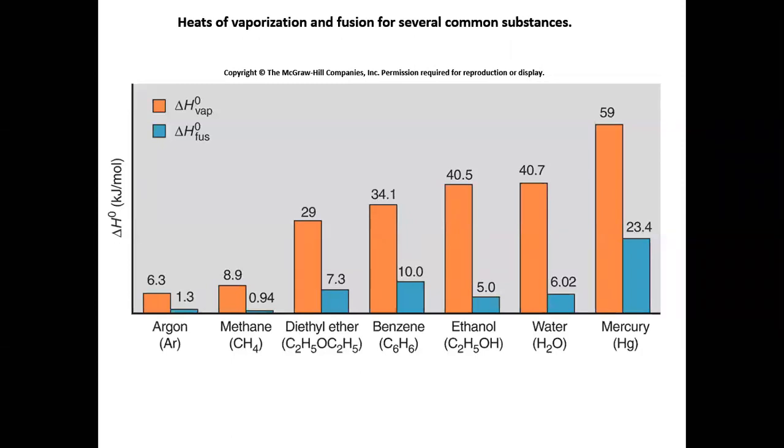And again, all these values are tabulated. You don't have to memorize them, but you will know how to look at them as we get through the chapter and note, okay, I know ethanol has stronger attractive forces than, say, benzene because it has a higher heat of vaporization.